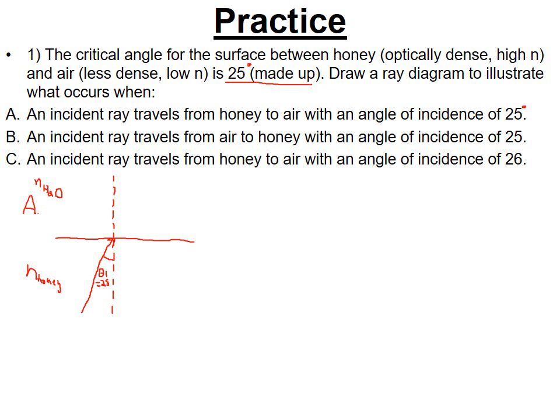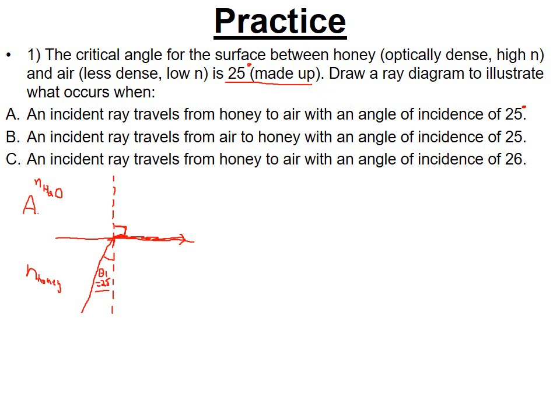Now, because you know that the critical angle is 25 degrees, you know that the angle of refraction must be 90 degrees. And it makes sense in this situation because we're going from the dense medium to the less dense medium. We're going from slow to fast. So it would be 90 degrees to the normal over here. It's not total internal reflection yet, but we're approaching that. If we went beyond this, we'd be at total internal reflection.